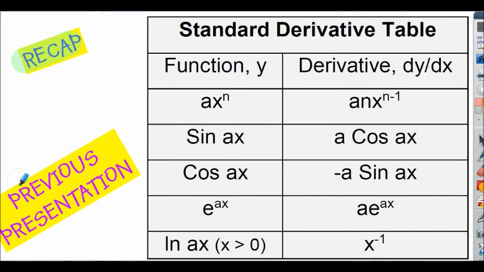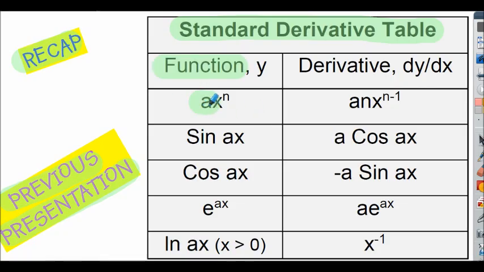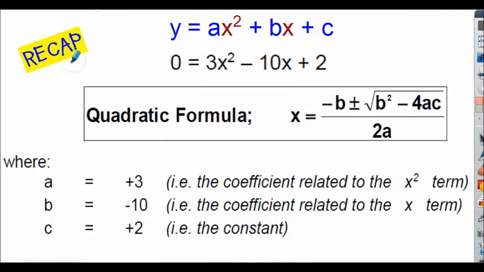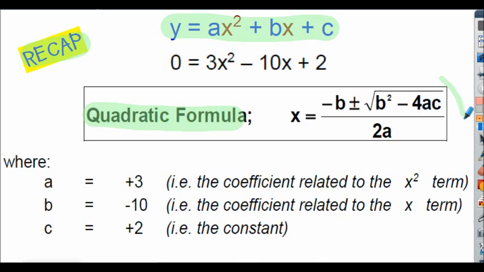And again, an extract from previous presentations showing our standard derivative table, but in this particular presentation the only function we'll be considering is of the generic form ax to the n polynomial, and we have our standard derivative shown here, anx to the n minus 1. And here's a recap slide showing the quadratic formula that we may need to use, as sometimes the first differential is in the quadratic format, so we'll have to find 2 values of x. So it's assumed you're familiar with using the quadratic formula, as illustrated here.